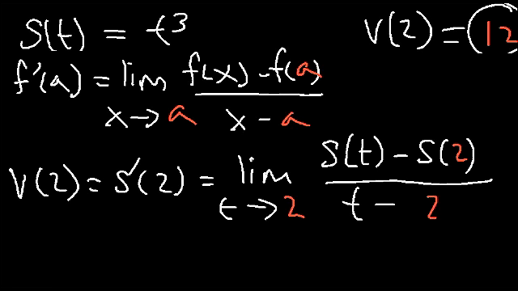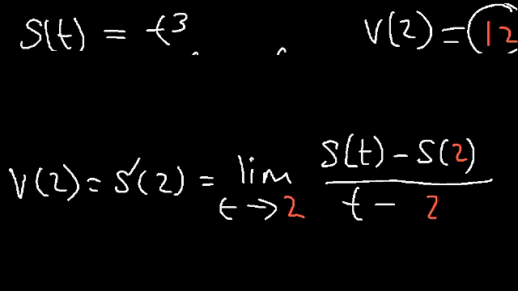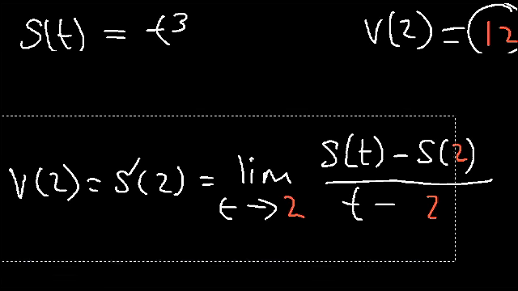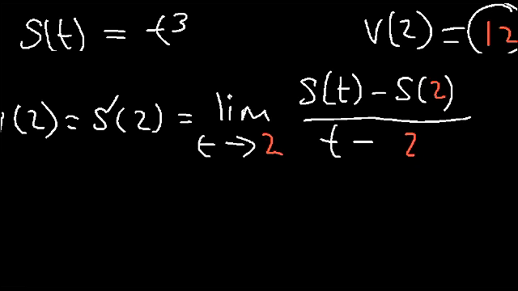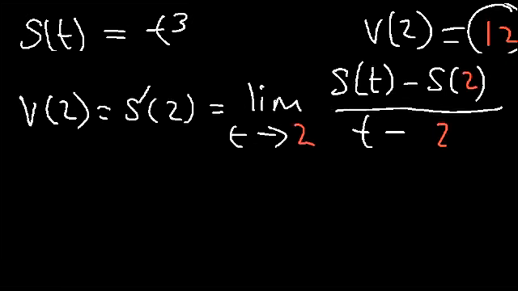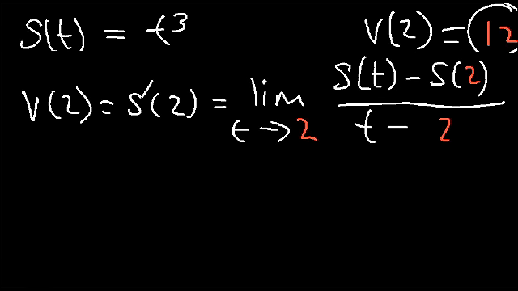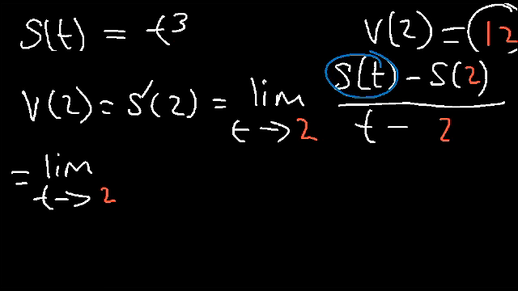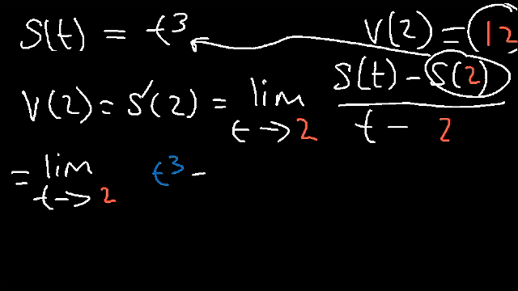So now let's plug in what we have. Let's get rid of this. That's taking up space. Let's move this somewhere over here. So this is all equal to the limit as t approaches 2. Now s of t, we can replace it with t to the third. And then minus s of 2. So if we plug in 2 into this equation, it's going to be 2 to the third, which is equal to 8, divided by t minus 2.